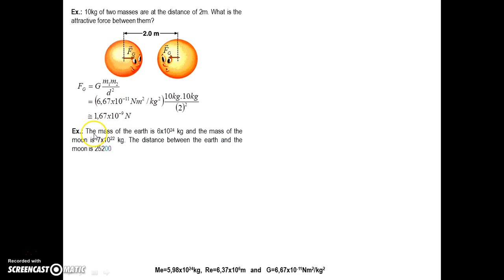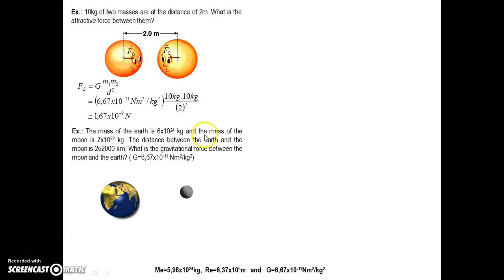Next example. The mass of the Earth is 6 times 10 to the power 24 kilograms, and the mass of the Moon is 7 times 10 to the power 22 kilograms. The distance between the Earth and the Moon is 252,000 kilometers. What is the gravitational force between the Moon and the Earth? G is 6.67 times 10 to the power minus 11.